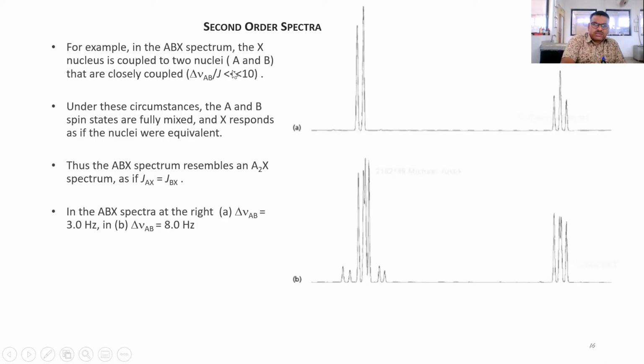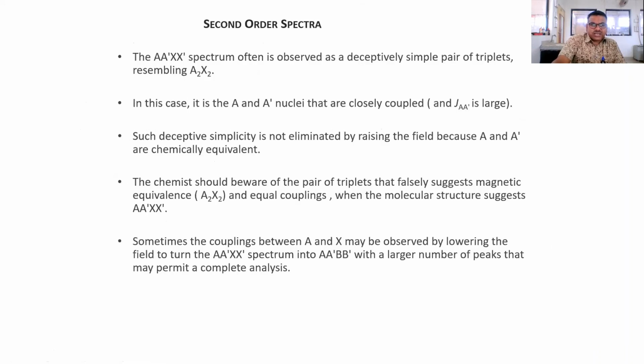AB divided by J is less than 10. It means that the value is very much less than 10. When that value is less than 10, it is always a second order spectra. If that value is greater than 10, it is observed as a first order spectra. So delta V AB upon J less than 10 is called second order spectra. There are different kinds of second order spectra, just like A dash, X dash.